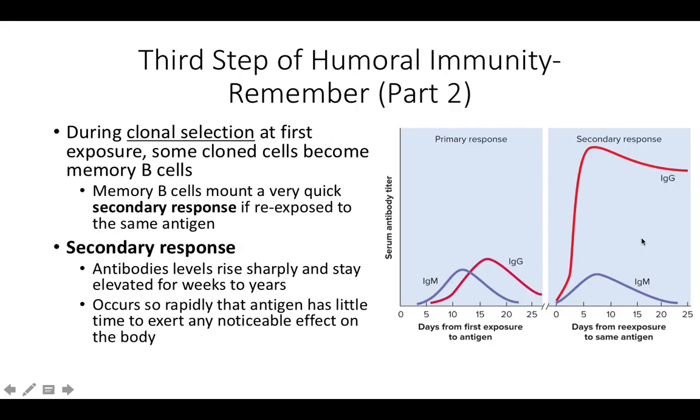And so those memory cells are important because they mount a really quick secondary response if we're exposed to the same antigen again. Okay, so here's the primary response that we just looked at, peaks at 6 days of exposure, and then comes back down within 30 days. With the secondary response, we get a way quicker rising of the antibody titers. So those are going to rise really sharply, and then they're going to stay elevated for much longer periods of time. So sometimes it's just weeks, but sometimes it can be years.